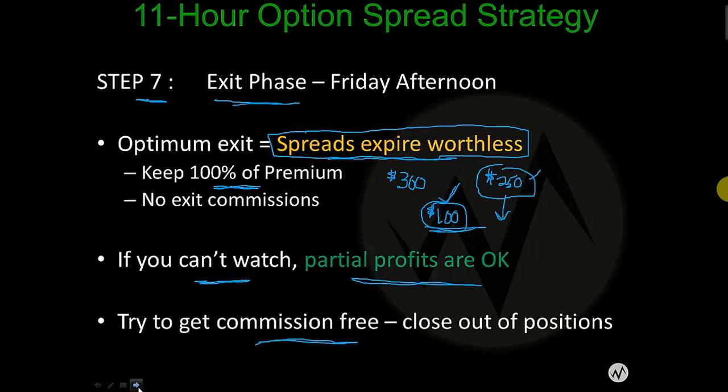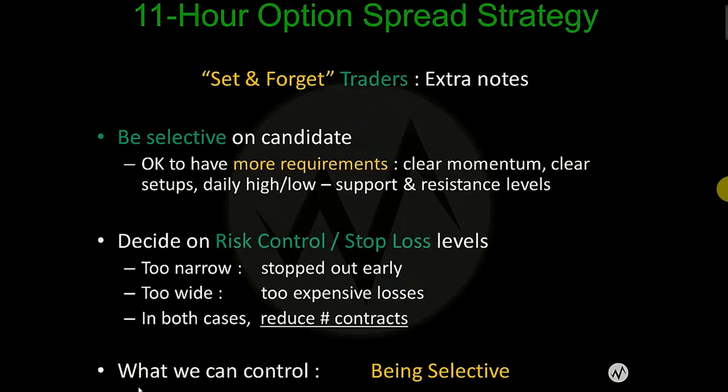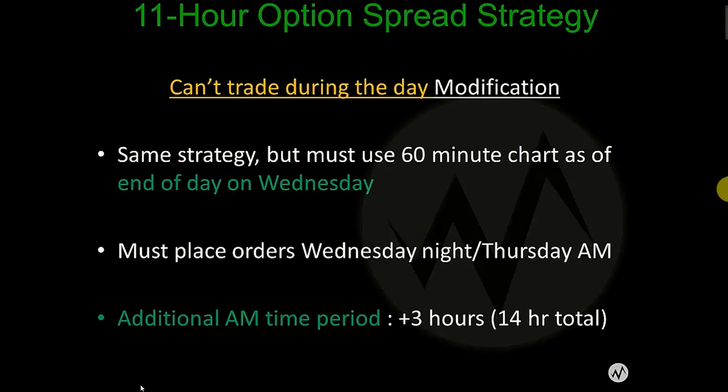And again, if you're a set it and forget it trader, keep your number of contracts low and make sure you pick the best candidate. Okay? None of the iffy ones. If you can't trade during the day, you use the end of day on Wednesday 60-minute chart, and then make sure you put your stop losses in there. Make sure they work. Make sure you talk to your trade desk. Make sure they work. Okay?